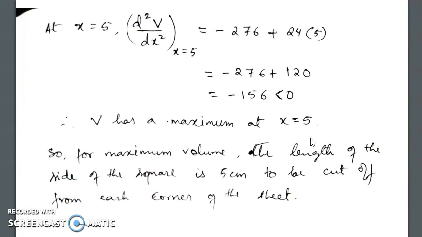But in the question we have to find the length of the side of the square. X is the length of the side of the square. So we are getting the answer, but we have to write it here. So for the maximum volume of the box, the length of the side of the square is 5 centimeter. This one is 5, in centimeter. 5 centimeter is to be cut off from each corner of the sheet. So the length of the square to be cut off is 5 centimeter. That will be the answer.